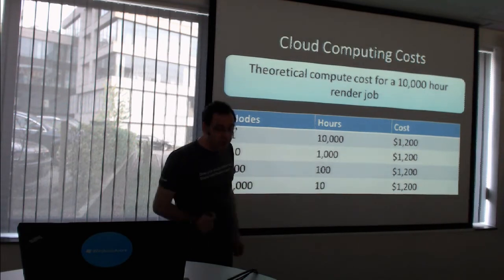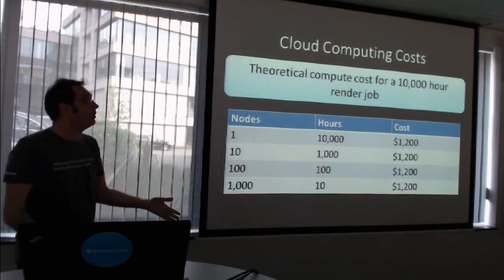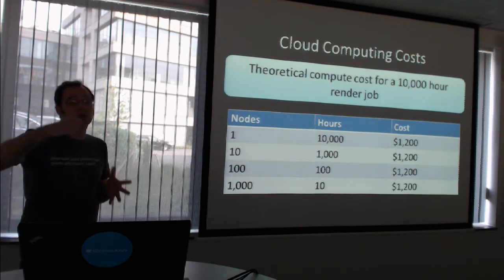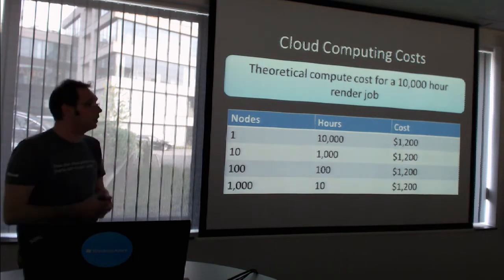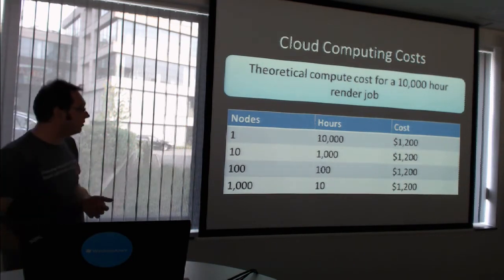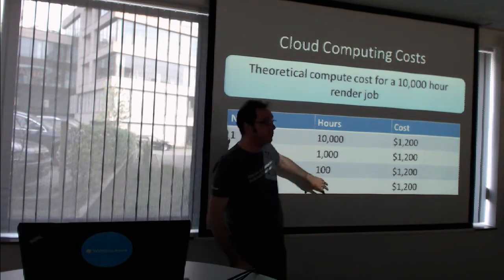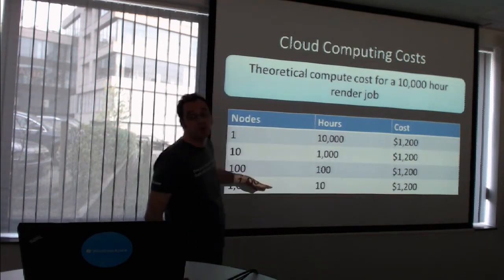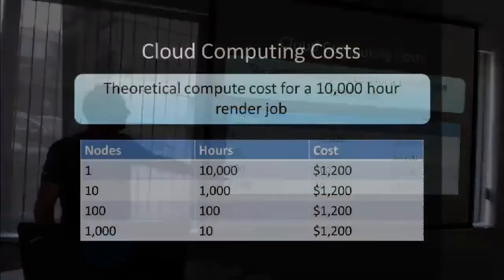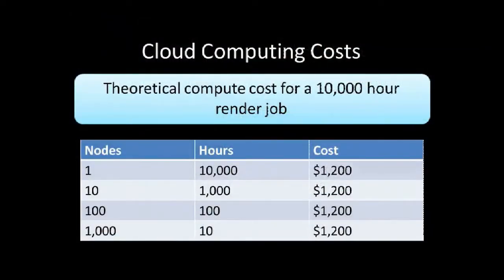So for small companies who want to produce an animation or do their compute work and get quick results, the best option is to work with a large number of deployments for a short period of time. Maybe spinning up 1,000 nodes in a cloud computing platform and just running it overnight for 10 hours. It's going to cost the same as running a lot fewer instances for a longer time period.